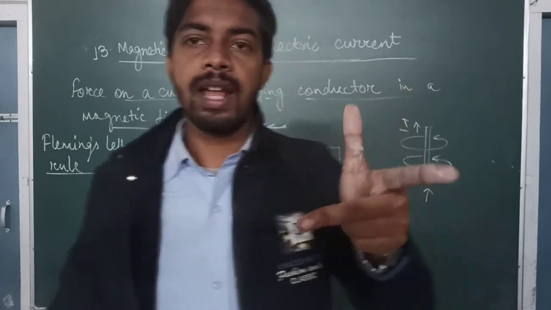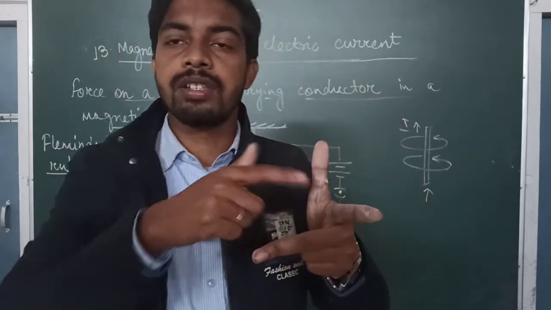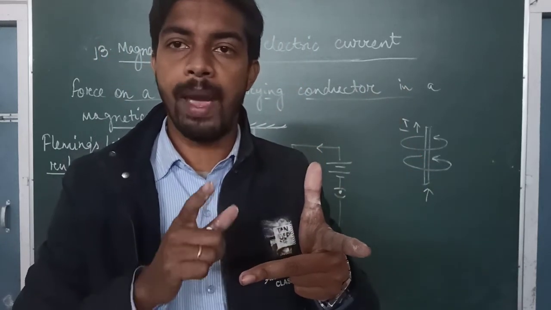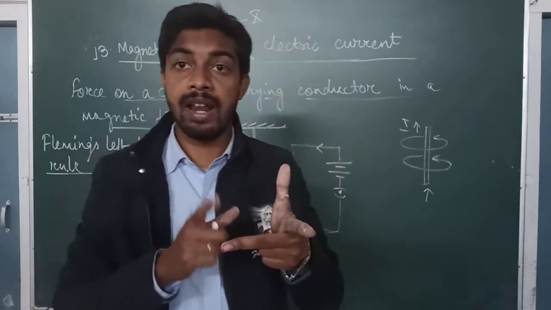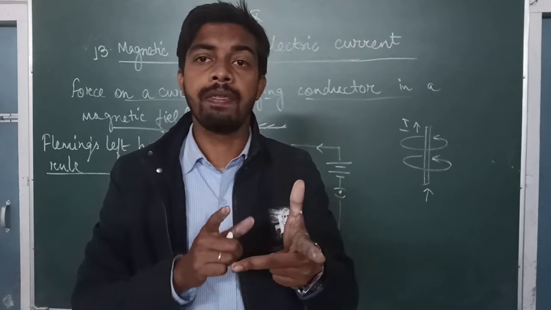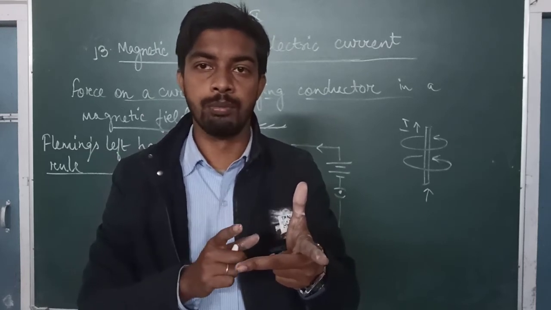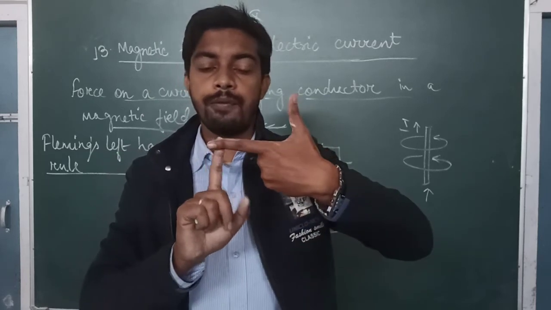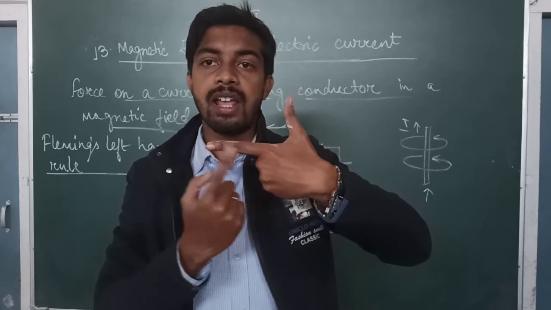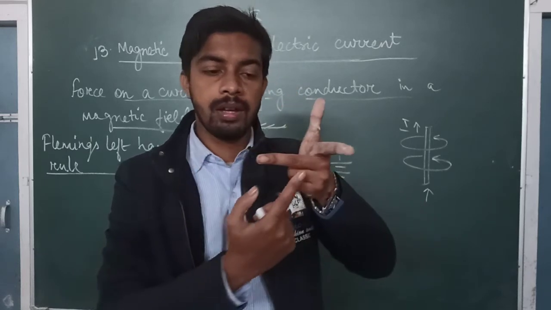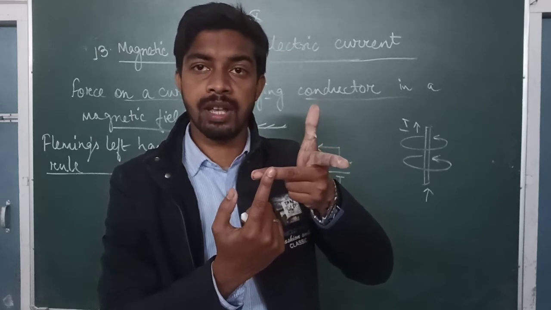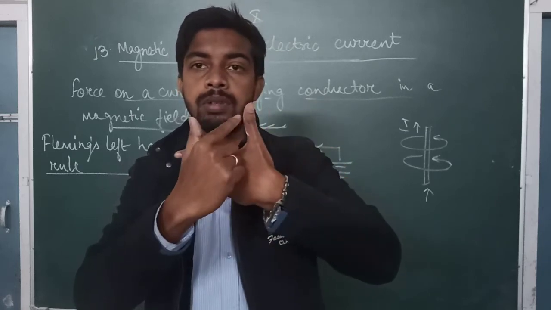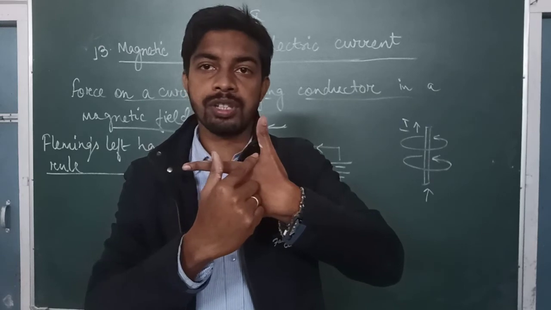Now when we extend like this, these three fingers show the direction of the magnetic field, the direction of the electric current, and the force which makes the conductor move. So the forefinger shows the direction of the magnetic field, the middle finger shows the direction of electric current passing through the circuit, and the thumb shows the direction of force.